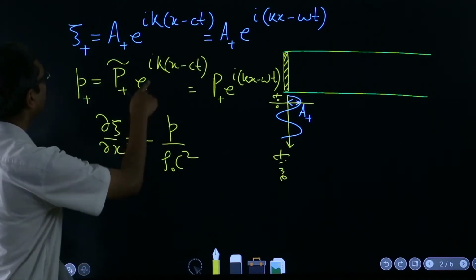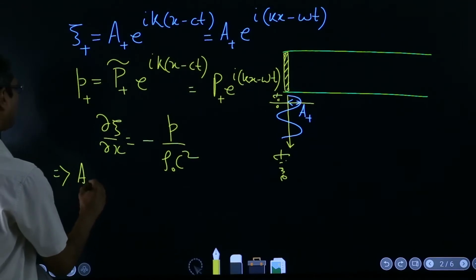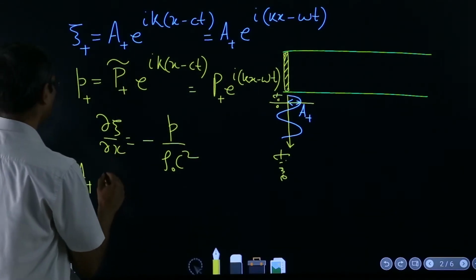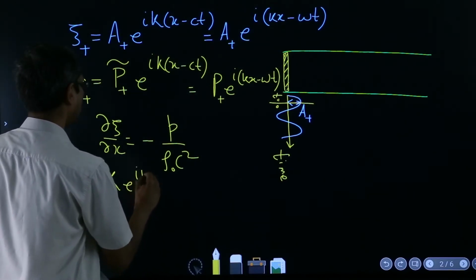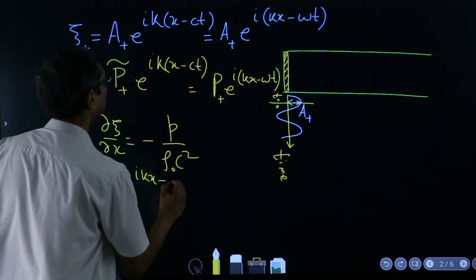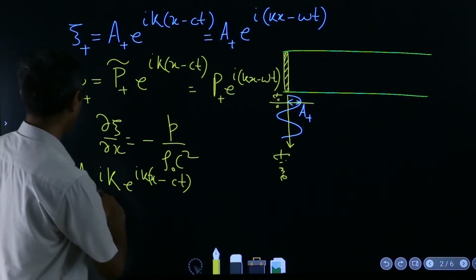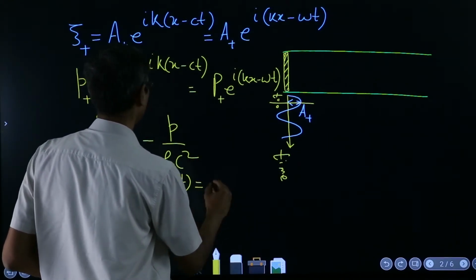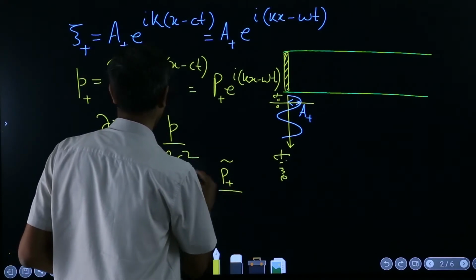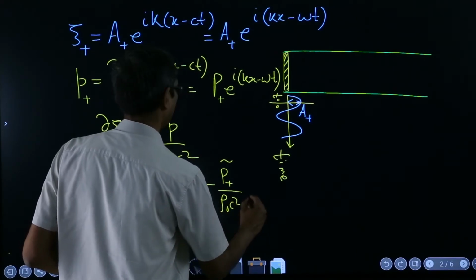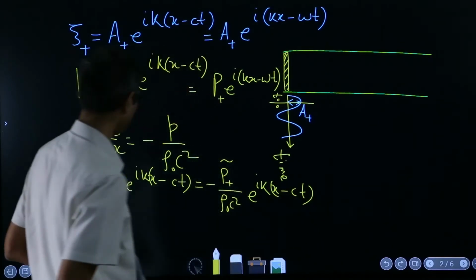So that will bring you here. If I differentiate this, a plus i k then e raised to i(kx minus ct), right? Please tell me if I am doing anything wrong algebraically. So this should be equal to negative of this, p plus over rho naught c square e raised to i(kx minus ct). Is that fine?